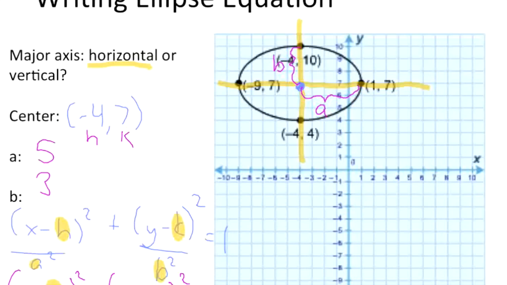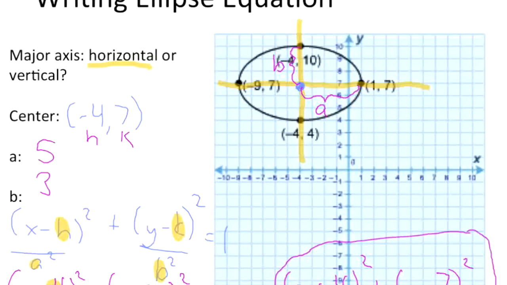So let's try. On top I have my H, and my H is a -4. My K is a 7. My A is a 5, and my B is a 3. Are there any questions about where any of those numbers came from? Now let's just simplify and then we'll be all done. So on top I would get x plus 4 squared divided by 25 plus y minus 7 squared over 9 equals 1.